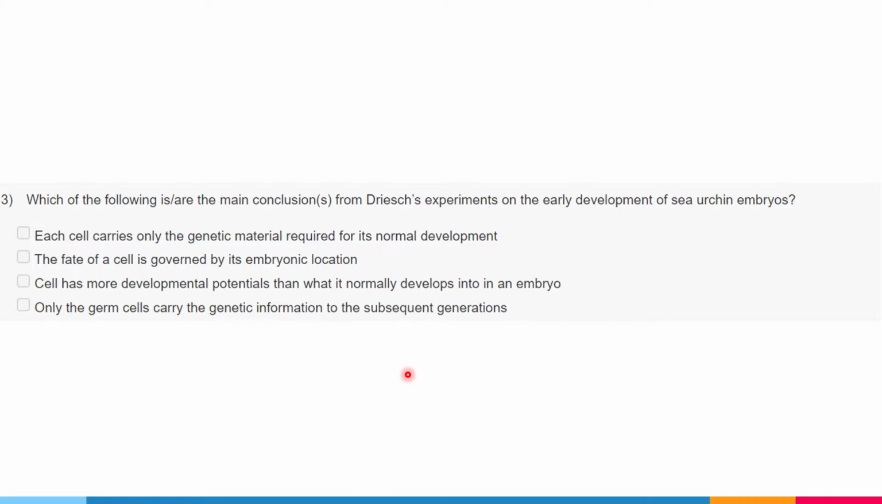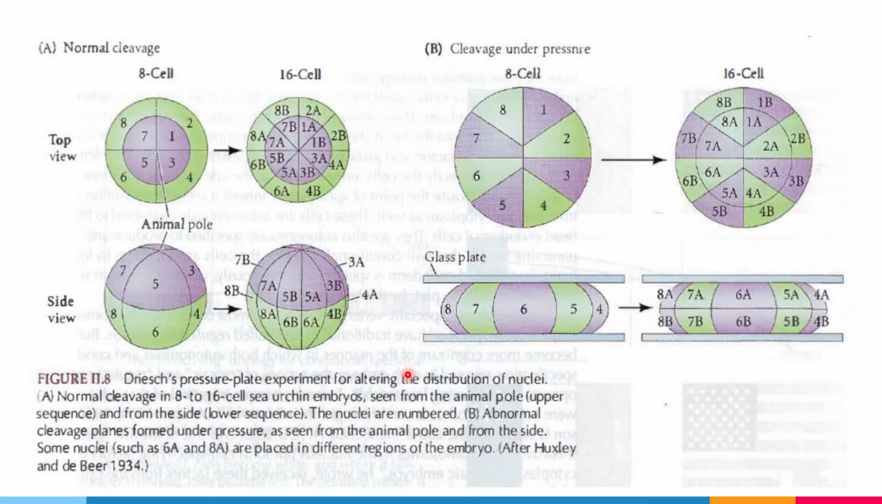Okay, so let us look at what the experiments were. So this is the sea urchin embryo as seen from the top. If we see that, we have two poles, the animal pole and the vegetal pole. From the top, we can see the cells 1, 7, 5 and 3 present in the animal pole, and 2, 8, 6 and 4 present in the vegetal pole.